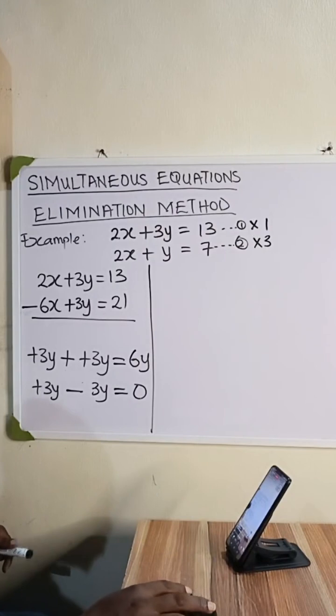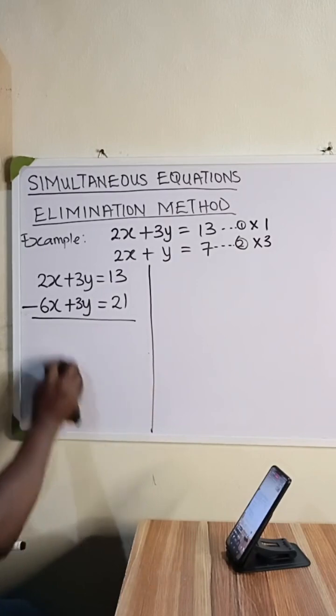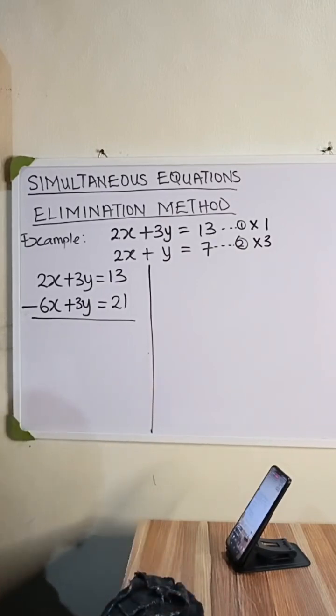In some situations, plus will make you have 0. The examples we've been solving, the two examples we have been using minus. So I might look for a question that will need to use a plus. I'll try to see if I'll see one.